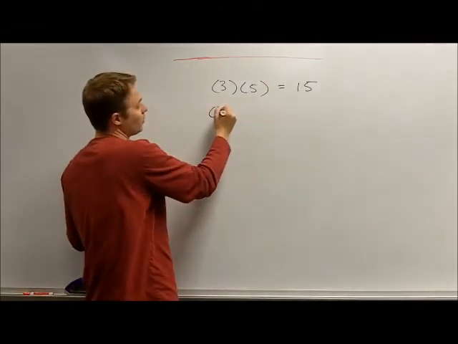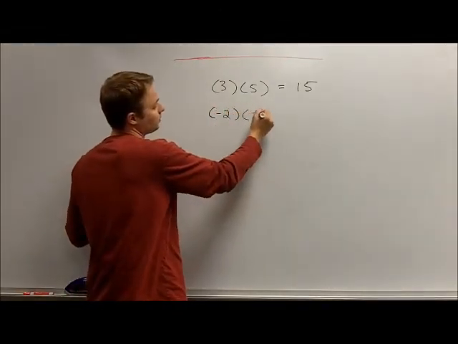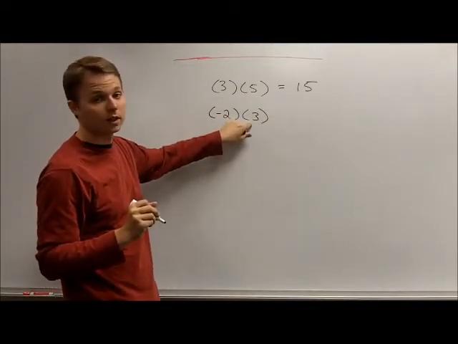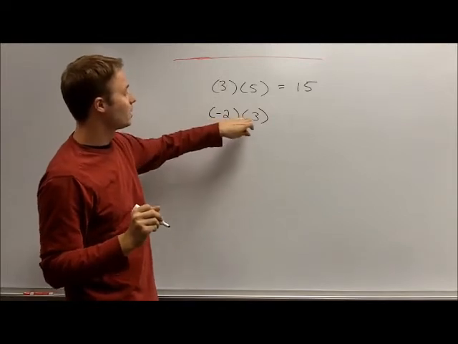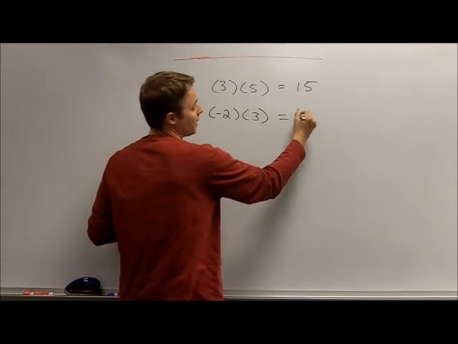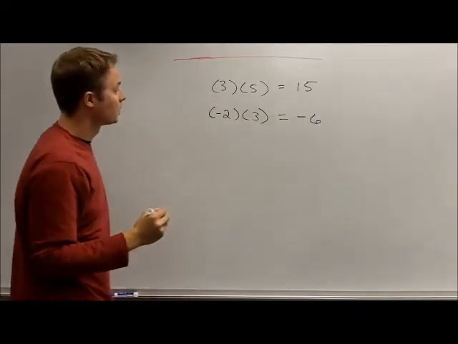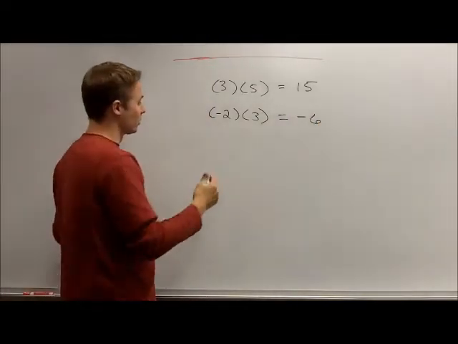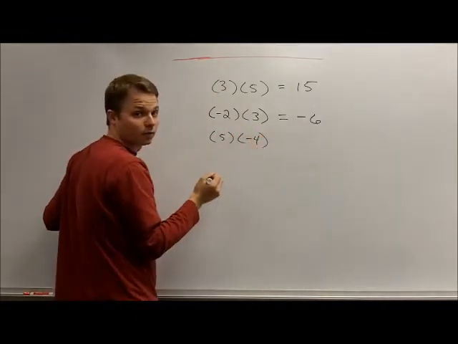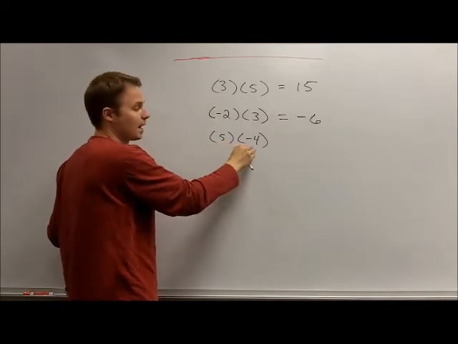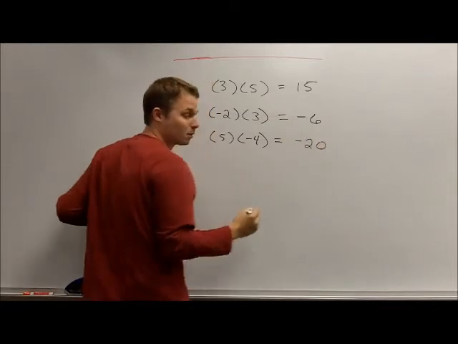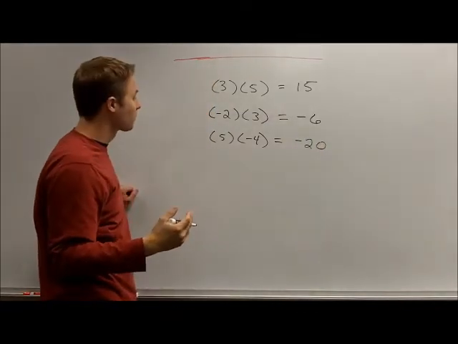However, if we put a negative number into the mix, it changes things a little bit. In this case, I have a negative 2 times a positive 3. Anytime we have a negative number times a positive number, the answer is always going to be negative. So in this case, I would get a negative 6. And this works the same way if I flip the order. So for example, if I have a 5 times a negative 4, again, a positive times a negative is going to give me a negative number. So in this case, I'll get a negative 20.